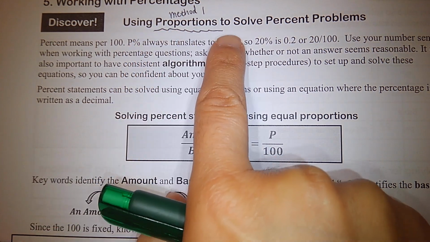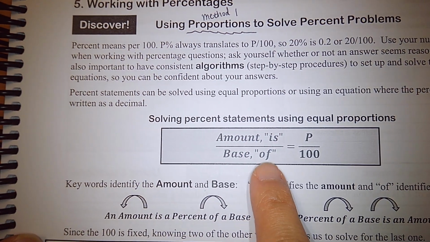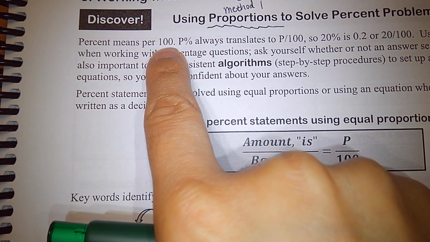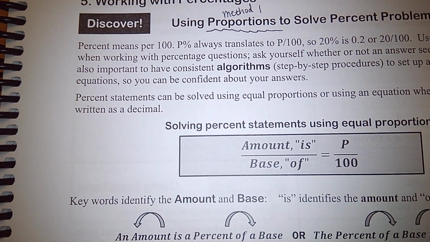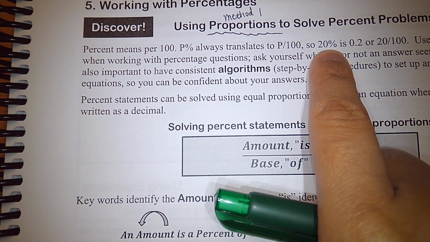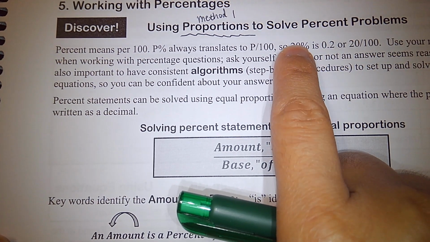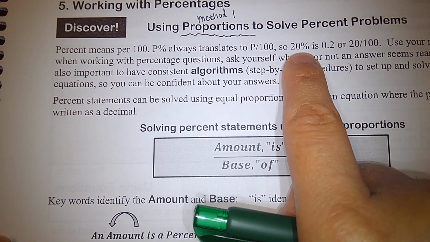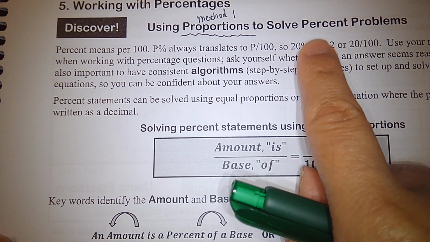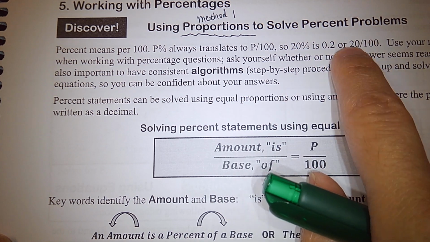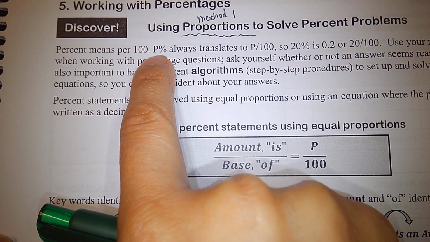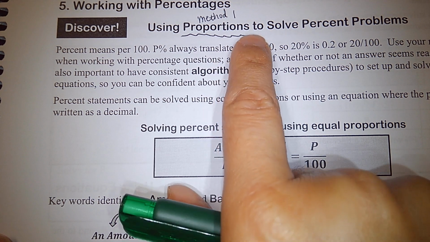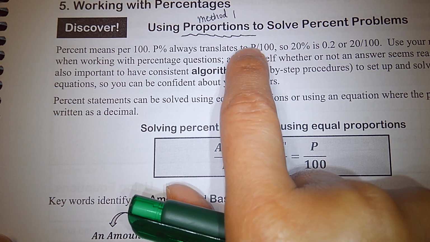So, use proportions to solve the percentage problem. What is called a percent? A percent means what? Per 100. Percent means per 100. So for example, how do we understand 20%, guys? 20% we can consider as 20 out of what? 100, right? So 20% in the fraction way is 20 per 100, or 20 out of 100. And how about in general, P%? P% always translates to P per 100.